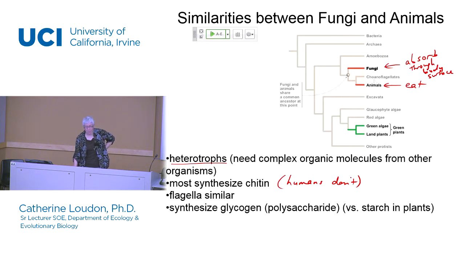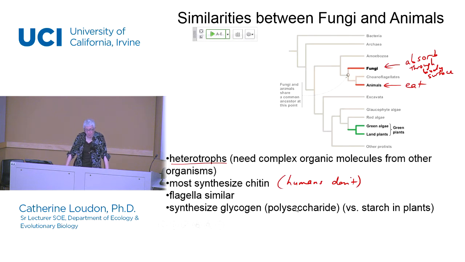And so, where are flagella in humans? Think sperm tails, for example, right? That's how sperm swim. They're flagellated. Those are flagella. So that's where flagella occur in humans. So the flagella are very similar in fungi and animals and distinct in many ways from flagella that are in other organisms, such as the protists, for example.